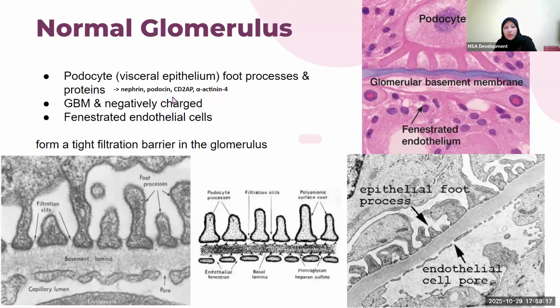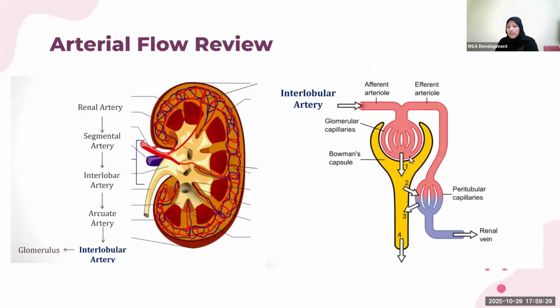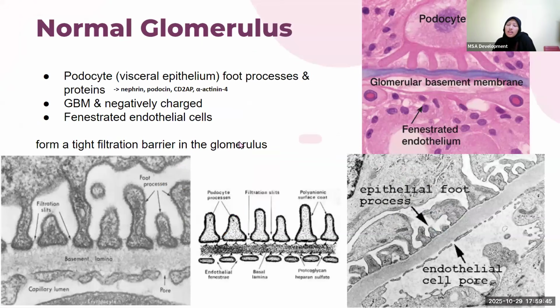Now, this is the filtration barrier. It's made up of three main things that are important. You have the side of the capillary here, that's one. Then there is the basement membrane of that capillary, and then the epithelium of the Bowman's capsule. So it's part of the urinary system, but that part is sometimes known as the visceral epithelium or podocyte.